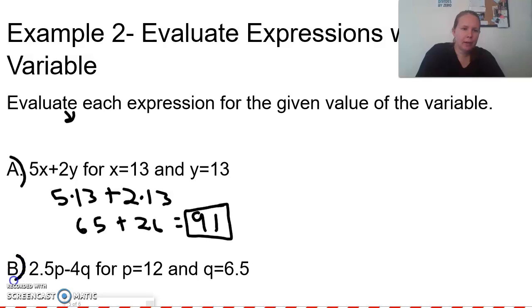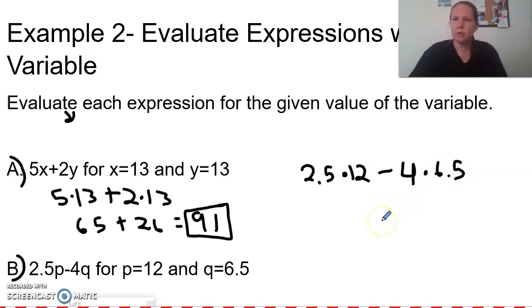And then B here. I don't have as much room, so I'm going to do B over on the side here. So my work's going to go over here. So I have 2.5 times P. So I'm going to have 2.5 times, I'm going to try and make sure that I know that that's times, P. What is P? P is 12, so I'm going to plug in 12. Then minus 4 times whatever Q is. Q is 6.5.